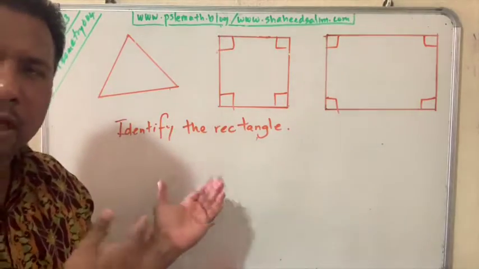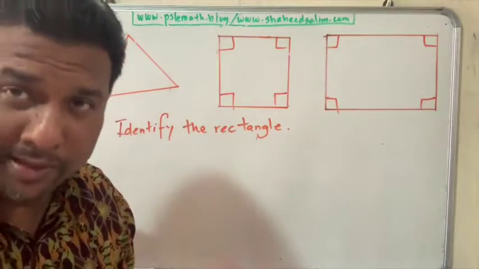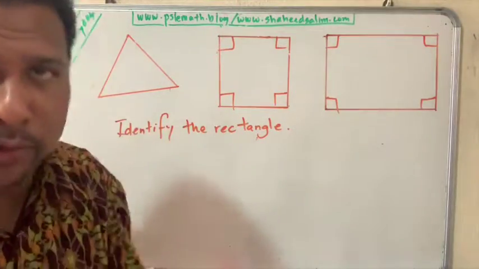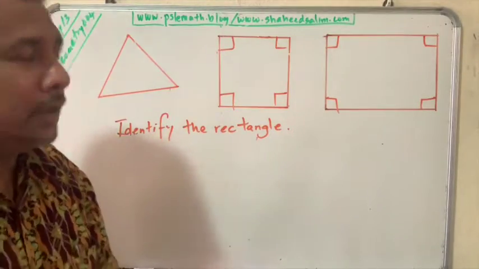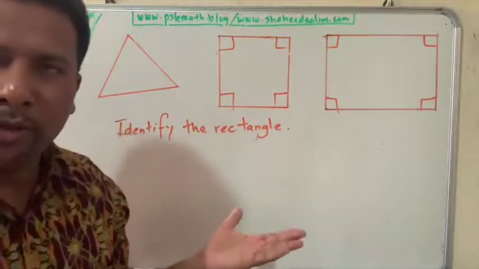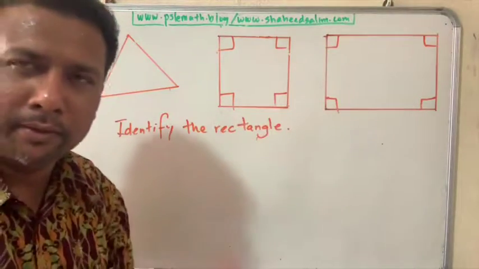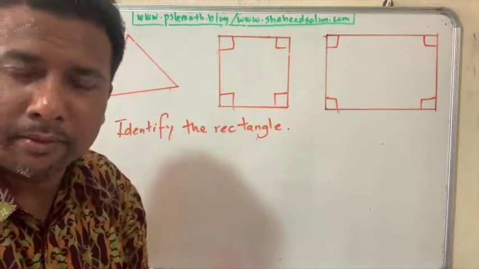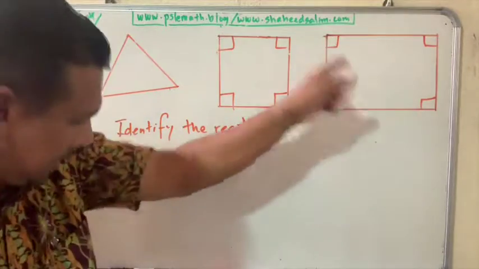So let's start with questions. It's just a simple question. It's like a primary 2 question actually, or even a primary 3 or primary 1 question. Identify the rectangle. There's no need for you to think. Most of you are going to say, this is the rectangle. And you are correct, this is a rectangle. But you see, this is not this here.